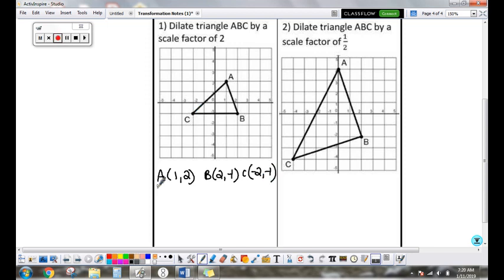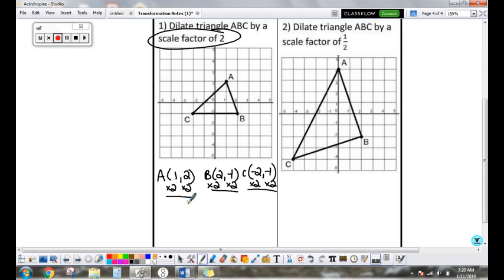So now what we're going to do is for dilation, since we're increasing this by a scale factor of 2, that means that this is going to get bigger. Okay, when you see the word scale factor, that means we're going to multiply. So this is basically saying we're changing triangle ABC by multiplying each point by 2. So we're just going to multiply x by 2, y by 2, x by 2, y by 2, x by 2, y by 2. Right?